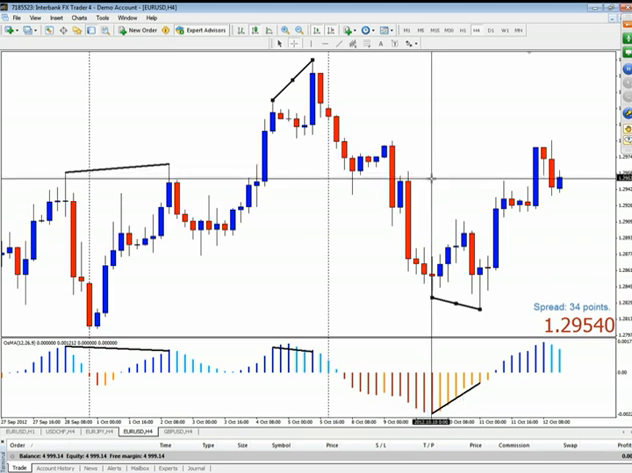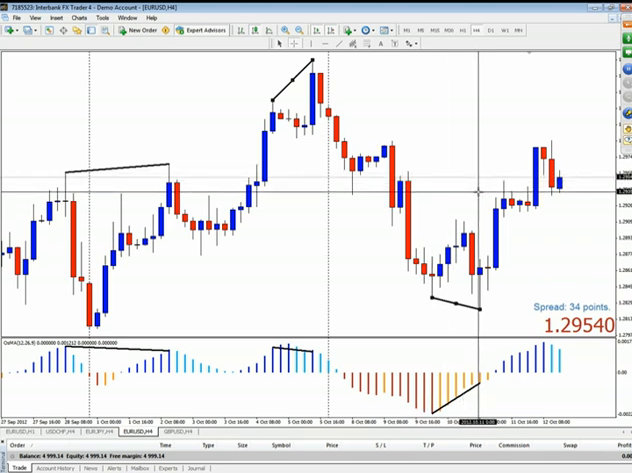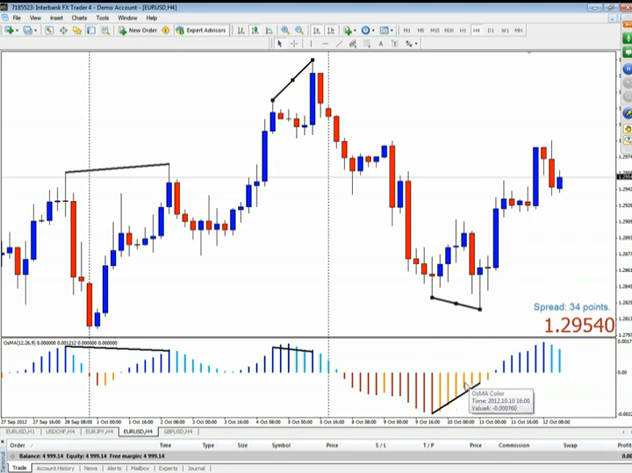Let's see. Yeah, right there. Yeah, and right there. So as you can see, this is a good setup, but it's not as good. More often than not, when you have positive, negative, positive, okay, to sell, they're much better than just being in the positive part of the indicator or being in the negative part of the indicator. You can see what I'm saying.